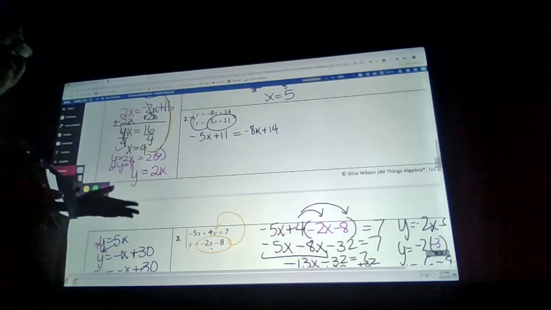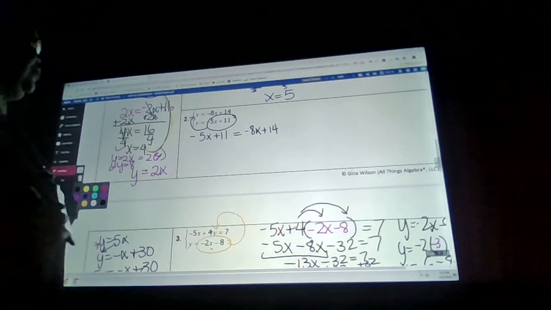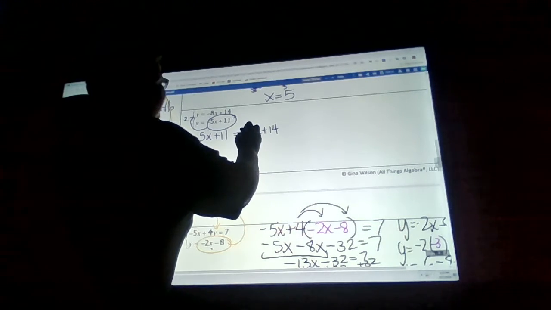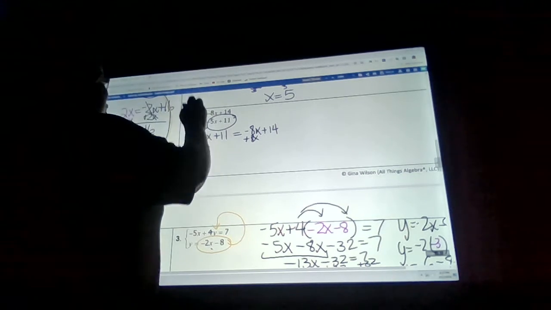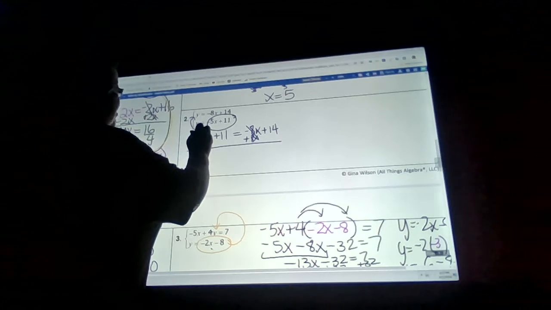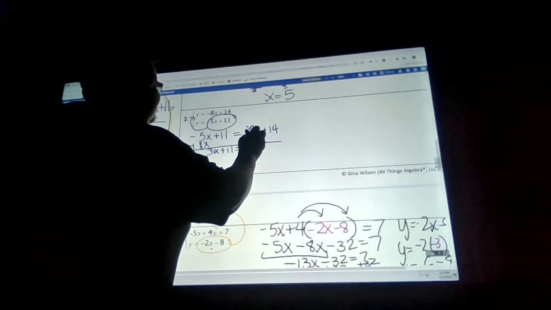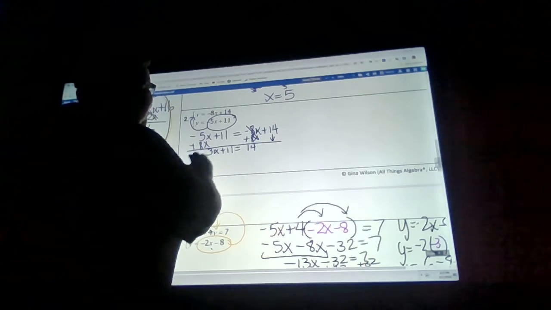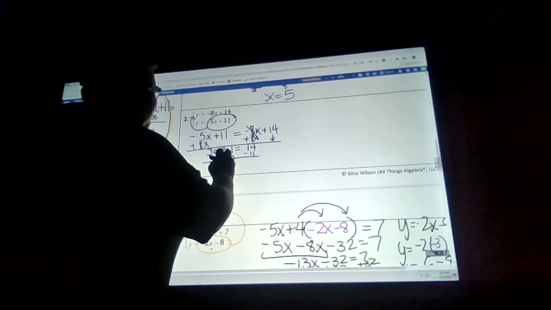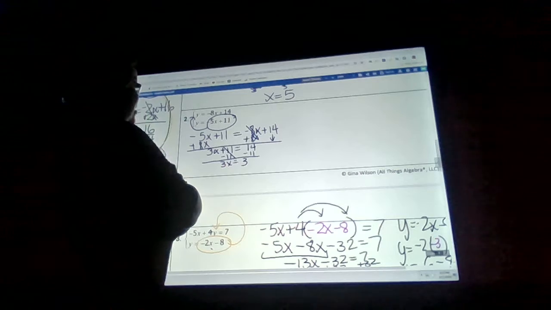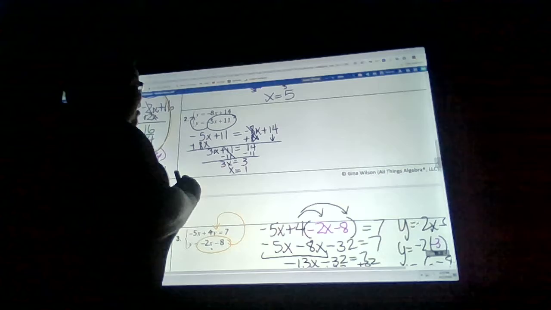Now this is a regular solving an equation with variables on both sides that we already know how to do. So I'm going to add 8x to each side. I'm taking my variables this way. Negative 5x plus 8x is 3x. Bring down the plus 11, the equal sign, and the 14. And now I'm going to subtract 11 from each side, and I get 3x equals a positive 3 because 14 minus 11 is 3. Divide both sides by 3 and x is equal to 1.